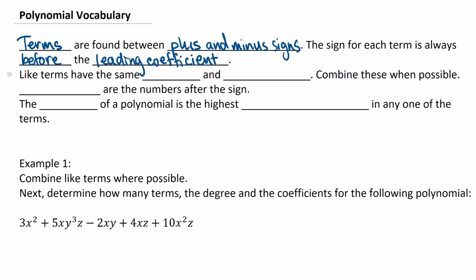Like terms have the same letters and exponents. Combine these when possible. Coefficients are the numbers after the sign. The degree of a polynomial is the highest sum of exponents in any one of the terms.